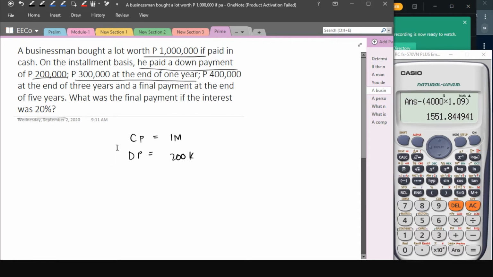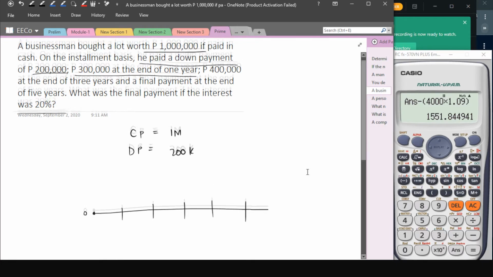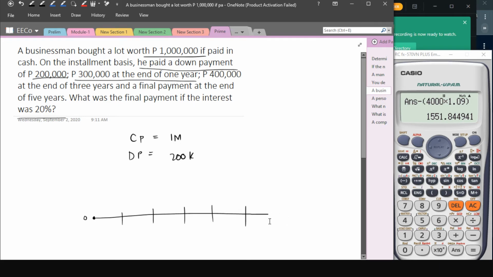Okay? Mas maganda, i-cash flow diagram natin yan. Ha? Cash flow diagram. Okay. Yung cash flow diagram natin at year 0, 5 years ang plan natin. 1, 2, 3, 4, 5 years. Okay, 1 million daw yung cash price. Pag binili mo ng cash price, ibig sabihin lumabas ang pera sa'yo. 1M yan.